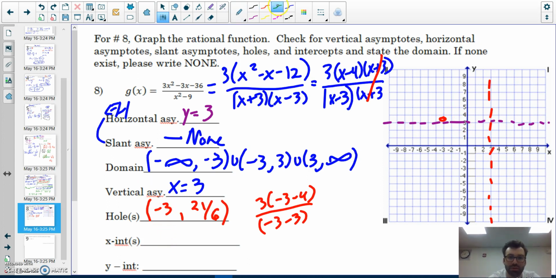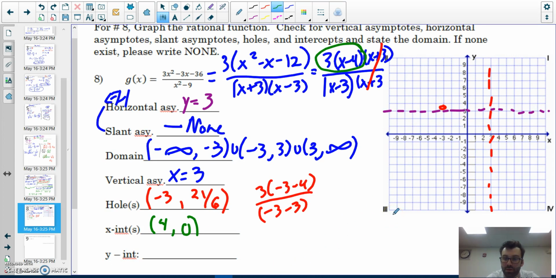Okay. X-intercepts. I take my leftovers in my numerator and set it equal to 0. So the only x-intercept I have is 4, 0. Okay, so I'm going to make that dot for myself.